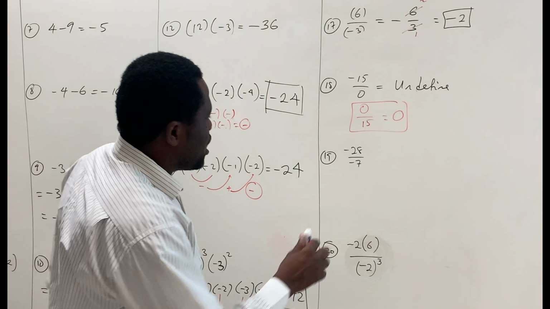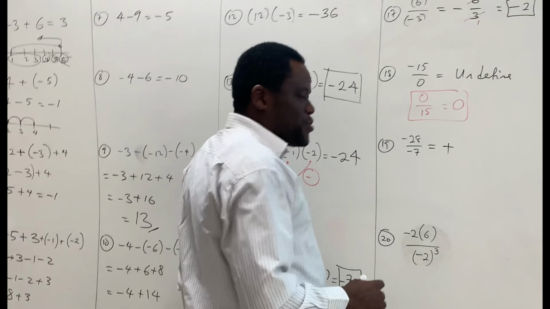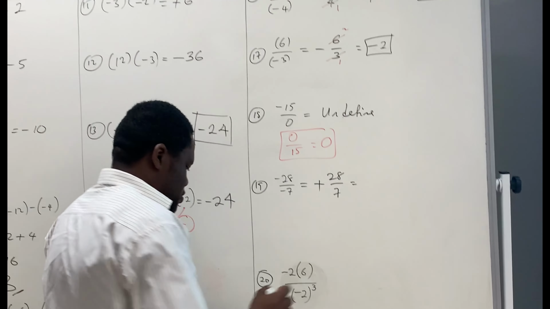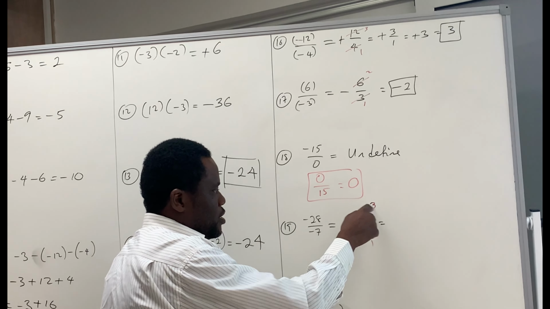The next question. Negative over negative is what? Positive. So we have 28 divided by 7. So this is quickly. 7 goes here, 1, 7 goes here.